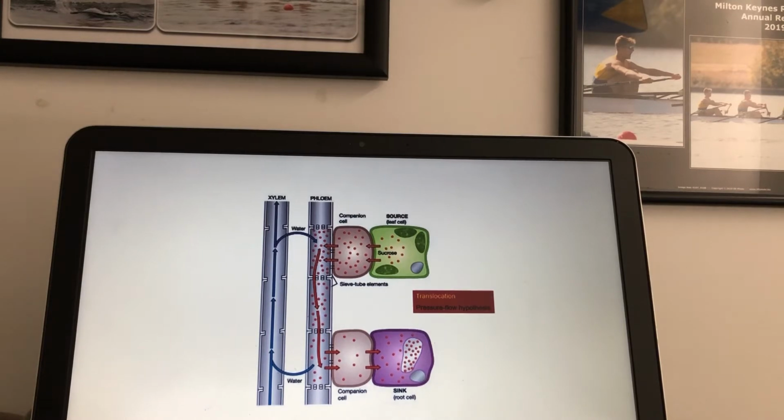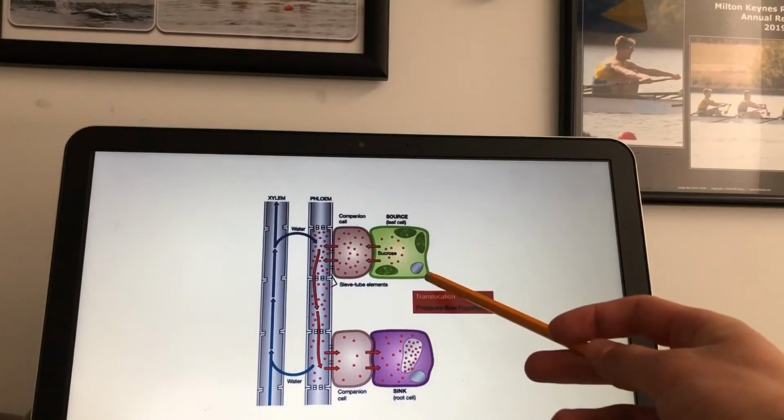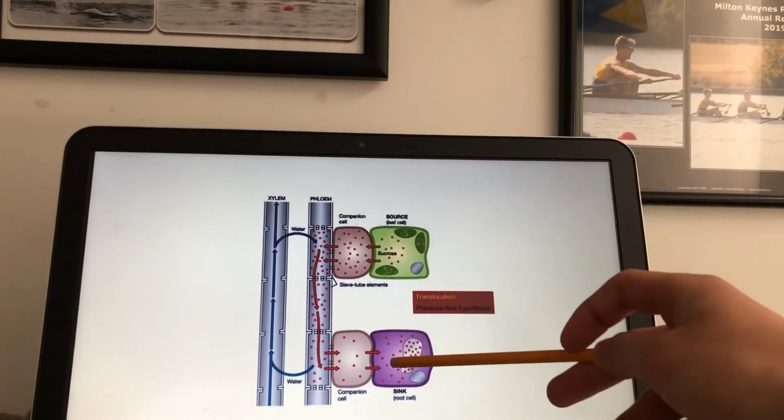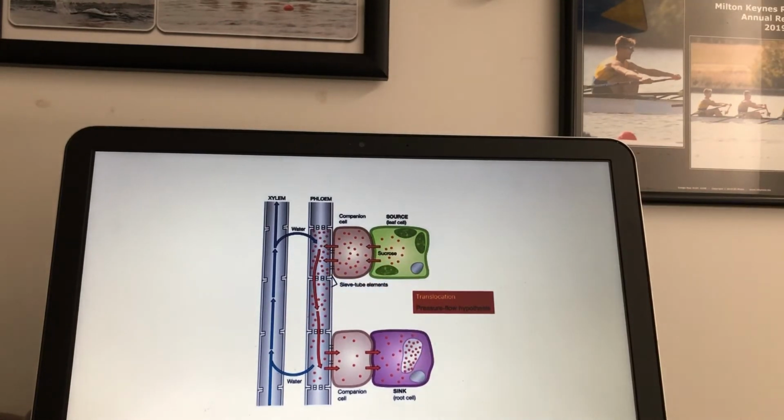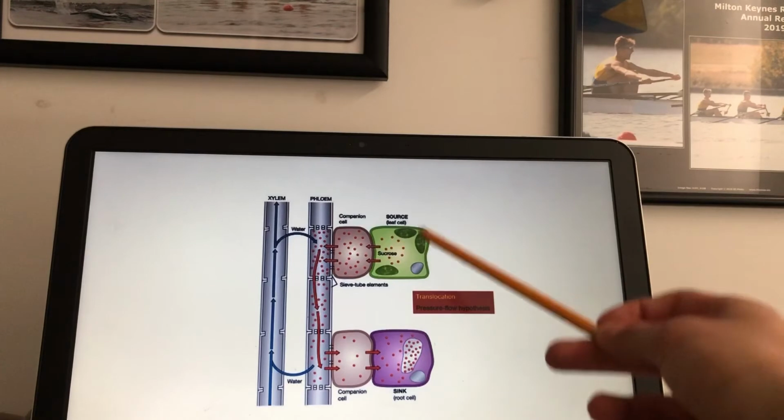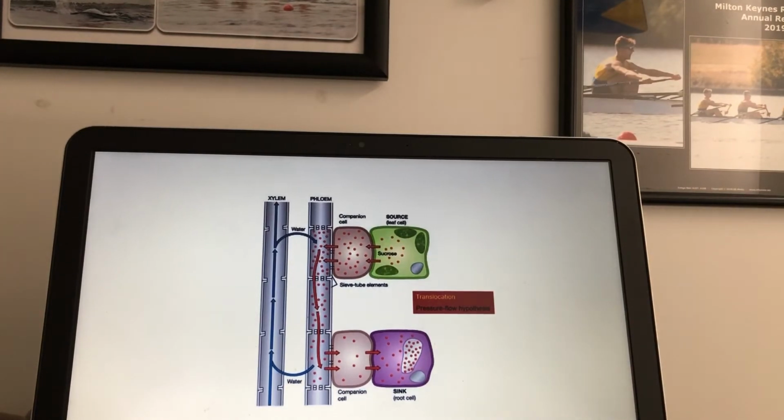Anyway, moving back onto this diagram, what you can see is a source cell, companion cell, sink cell, phloem, xylem, and sucrose. First of all, I'm going to explain the source cell. The source cell essentially produces sucrose and then loads it onto the phloem. These cells are usually photosynthetic, so what I mean by that is leaves, although they can also be root cells.